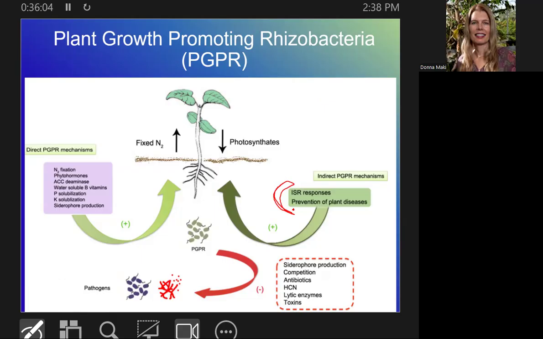Yeah, there's quite a few things in the boxes here that you don't need to know the details of, but it's definitely showing that you can have many positive impacts on the plant, both directly and indirectly, by this group of microbes. And then they're showing also with the red arrow down here that the PGPRs are also directly killing off or inhibiting the plant pathogens.